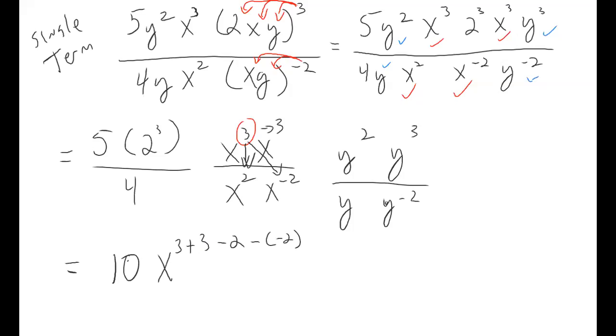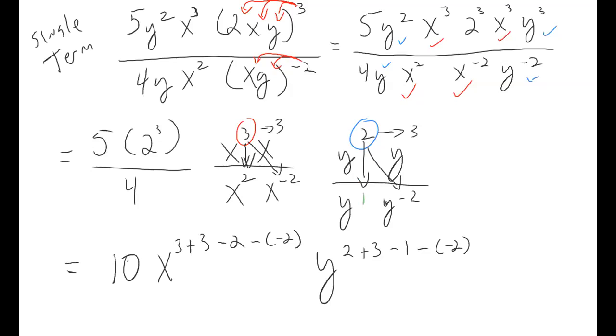Do the same thing with my y. I got a y, start with a 2, going across, add 3. Going down, there's nothing there, but I know there is a 1. So I'm going to subtract the 1. And then he's also down, so then I subtract a -2.